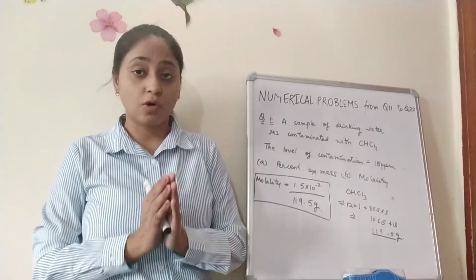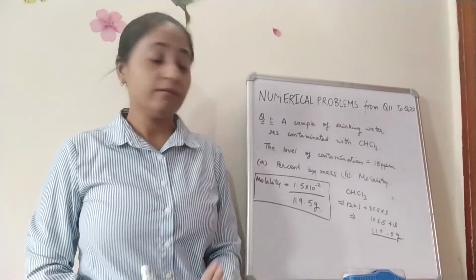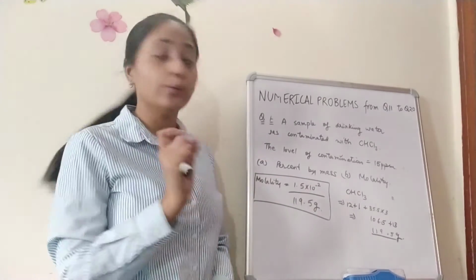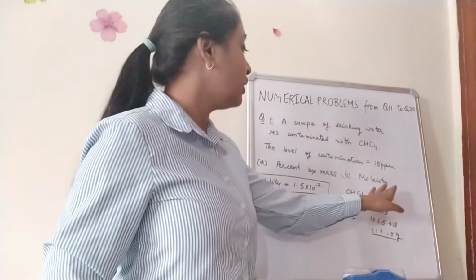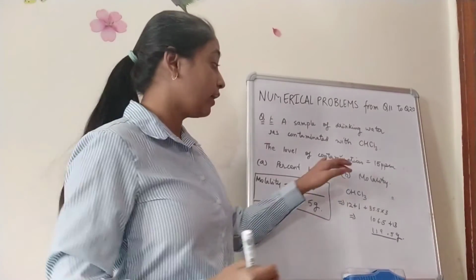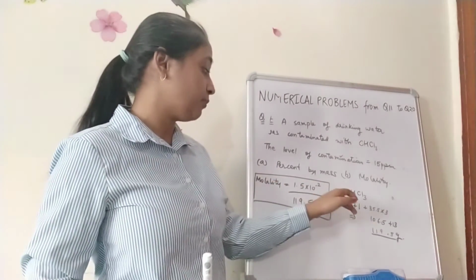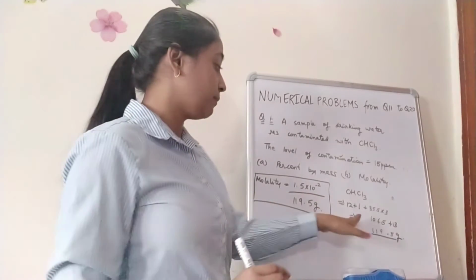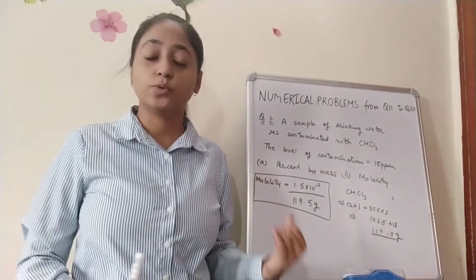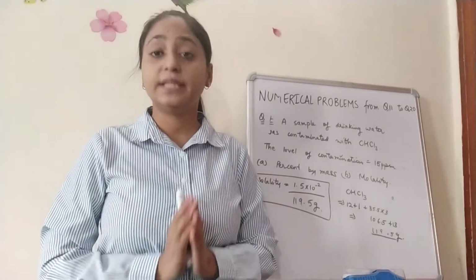Getting it? How do we solve this? First we calculated the percentage by mass. Simply, 15 parts per million, so 15 divided by 10 to the power 6 into 100, because we have to calculate percent. To calculate molality, we need the mass of solution in kg. So if 100 gram had 1.5 into 10 to the power minus 3, then 1000 gram has 1.5 into 10 to the power minus 2, right? And the molar mass is 119.5 gram, which we simply calculated and divided by. So that's how we got the molality, right? Understood? So coming back to the next question.